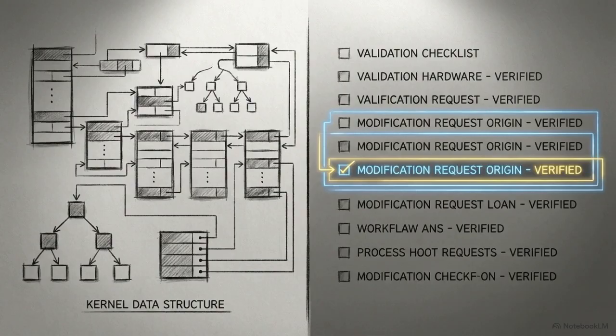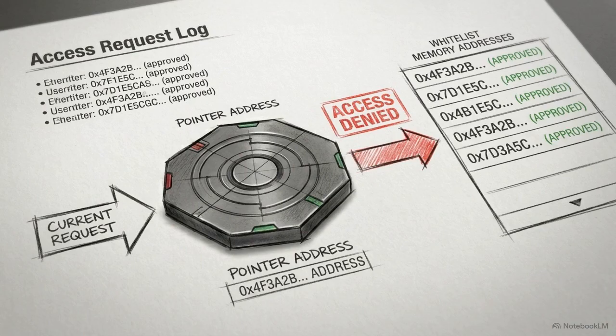Securing the OS requires external validation. It is no longer enough to restrict what is being written. The system must rigorously verify who is authorized to write it. True isolation requires both frameworks.